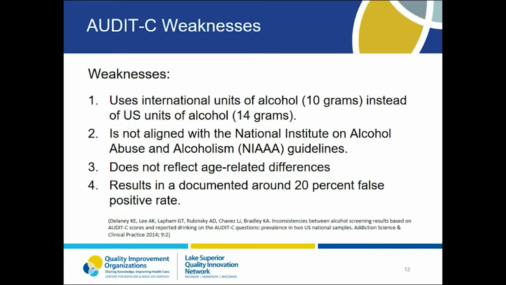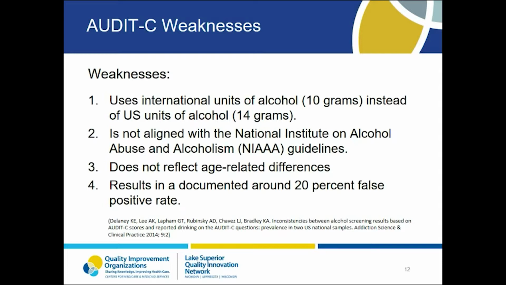First, let's look at the weaknesses of the AUDIT-C. In addition to its limited response options, 5 instead of the US AUDIT 1 through 3's 7, it's important to understand that the AUDIT and the AUDIT-C were developed for the World Health Organization. And so the AUDIT-C uses international units of alcohol, 10 grams, instead of the units of alcohol recognized here in the United States, which is 14 grams. Therefore, it does not correlate well with the NIAAA guidelines for alcohol consumption here in our country.